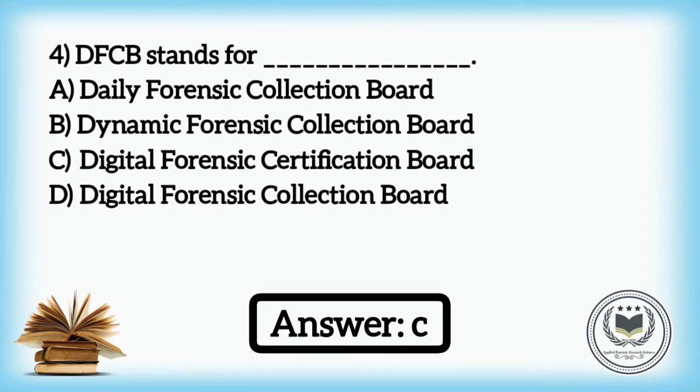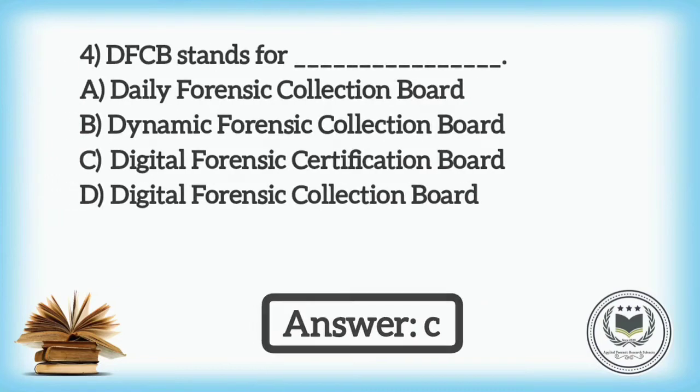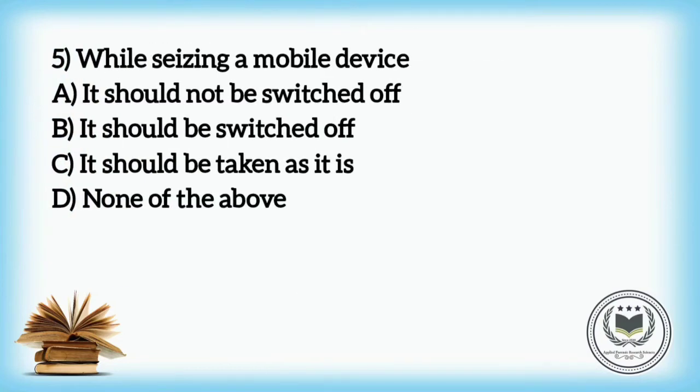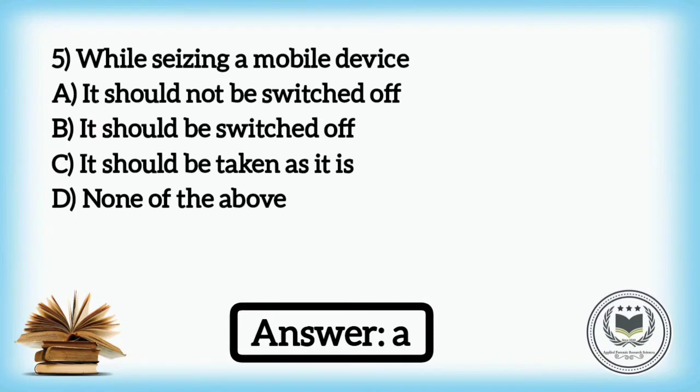Digital Forensic Certification Board. Next question is, while seizing a mobile device, what should be done? A. It should not be switched off. B. It should be switched off. C. It should be taken as it is. Or D. None of the above. The correct answer is A. It should not be switched off.